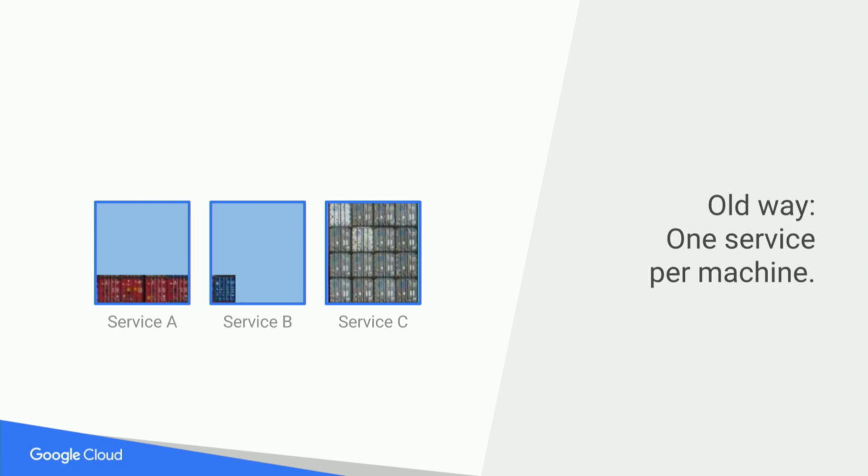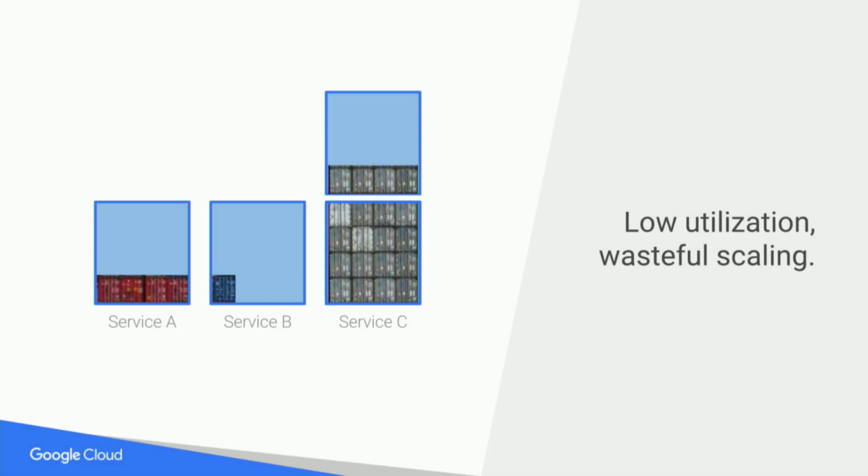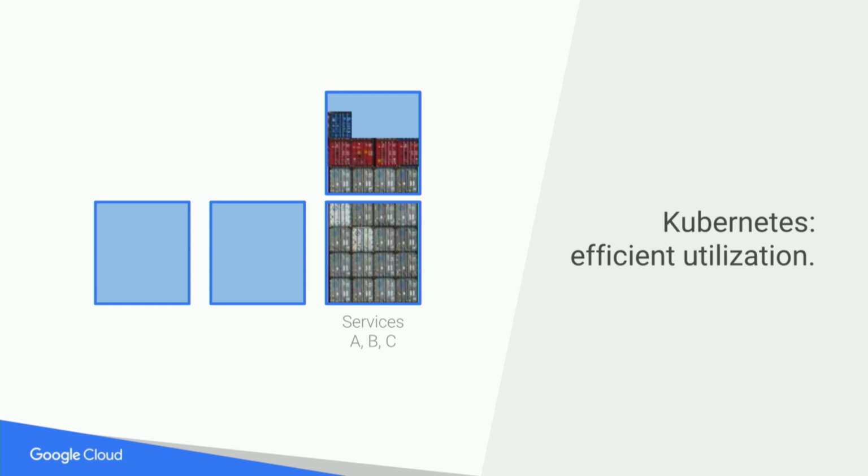Service C is pretty full, and let's say service C starts to get more and more traffic, so we need to scale that. Well, the only way to really scale that now is we have to add another machine for service C. But look at all that empty space in these boxes where service A and B are running. Wouldn't it be great if we can combine all these services together into a common set of machines? And that's really what Kubernetes enables.